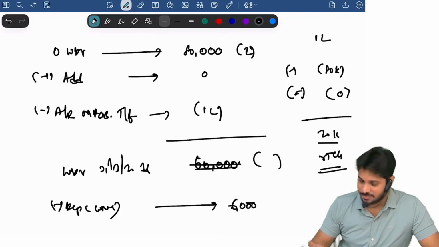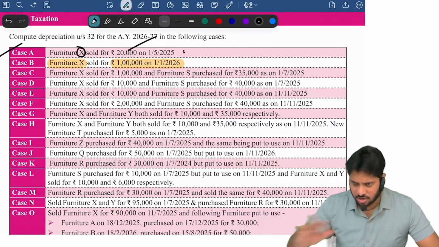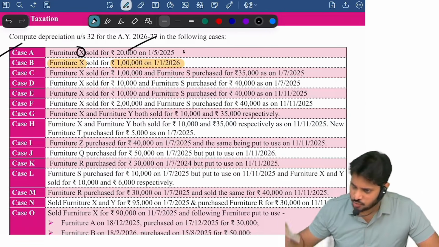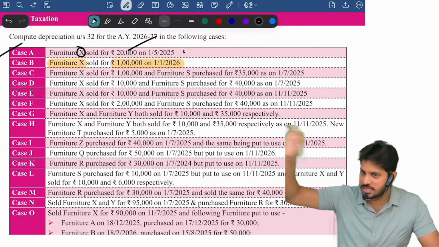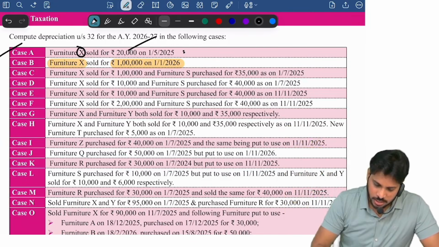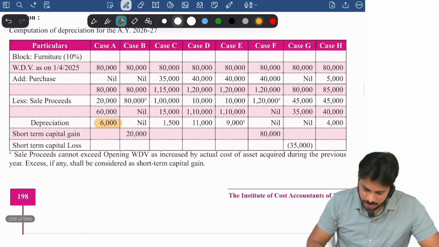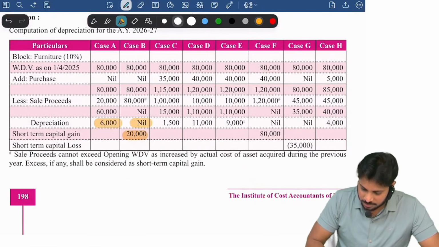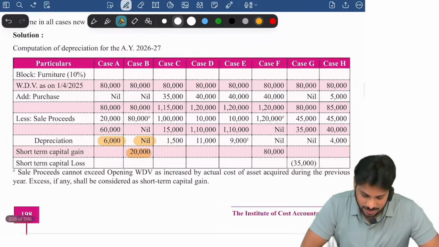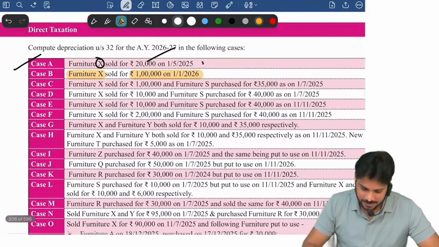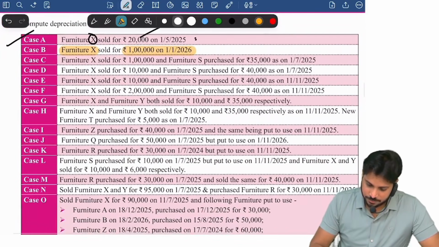Am I right? Same. I'm not applying any different logic from what we discussed in the class. The same point, same logic I used. Therefore, for case number B, depreciation is nil, but the short-term capital gain is 20,000. Correct? Next, case number C.